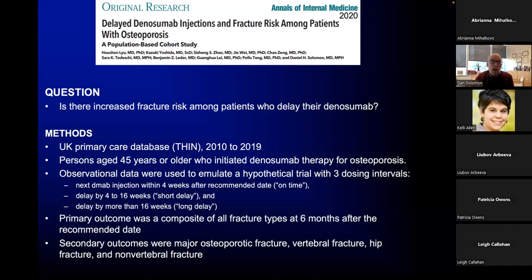Isn't that amazing? And the primary outcome was a composite of all fracture types at 6 months after the recommended date. So we wanted to look at the period after we thought, the literature tells us, patients should get it at 6 months after their prior injection. So we wanted to look between 6 and 12 months for the outcome of interest, different types of fracture. And we defined some secondary outcomes: major osteoporotic fracture, those are hip, mostly vertebral fractures, specifically different types of fractures in different anatomic areas. Vertebral fracture, hip fracture, non-vertebral fracture were the secondary outcomes.